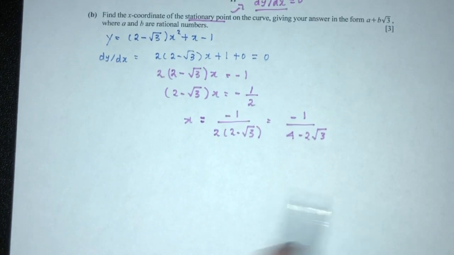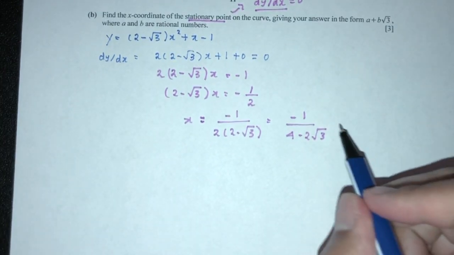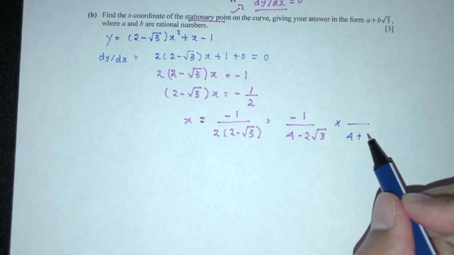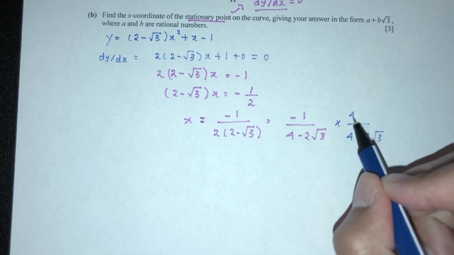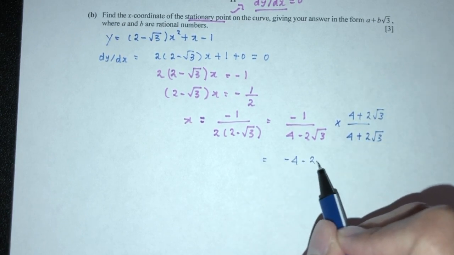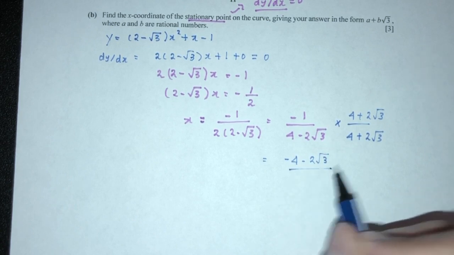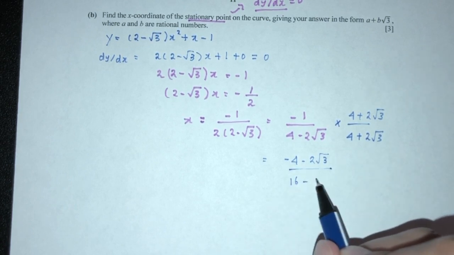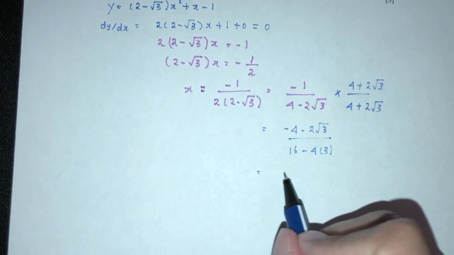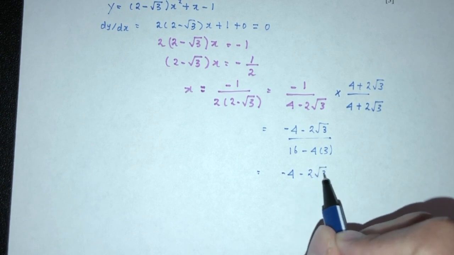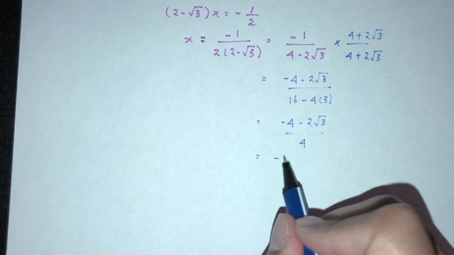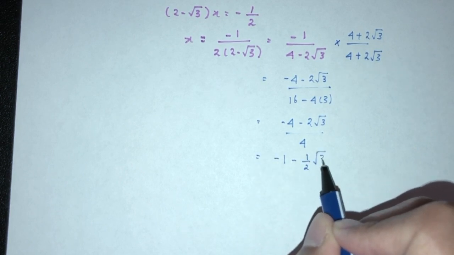So step by step, obviously you have to multiply by its conjugate. That will be 4 plus the value of 2 root 3 and 4 plus 2 root 3. That will give you minus 4 minus 2 root 3 over the value of, that will become 16 minus 4 times 3. Let's see, what do we have? So that will become minus 4 minus 2 root 3, this 16 minus 12 will be 4, divided by 4, that will become minus 1 minus half root 3.